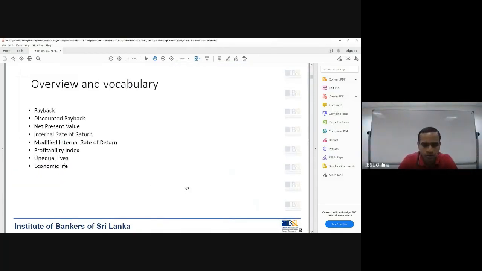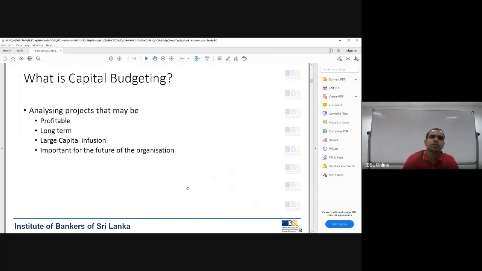Right, so this is what we are going to cover. Capital budgeting. Right? It analyzes projects that may be profitable, long-term in nature, will require large capital infusions, and it's important for the future of an organization. Okay. So when you're making long-term plans using large amounts of money, you might need capital budgets.